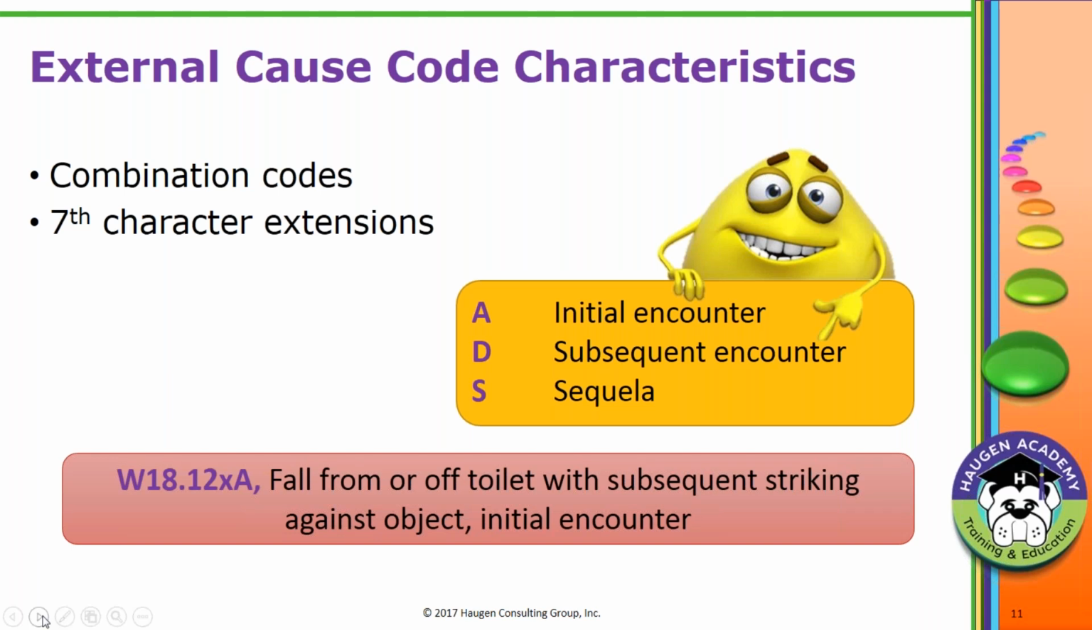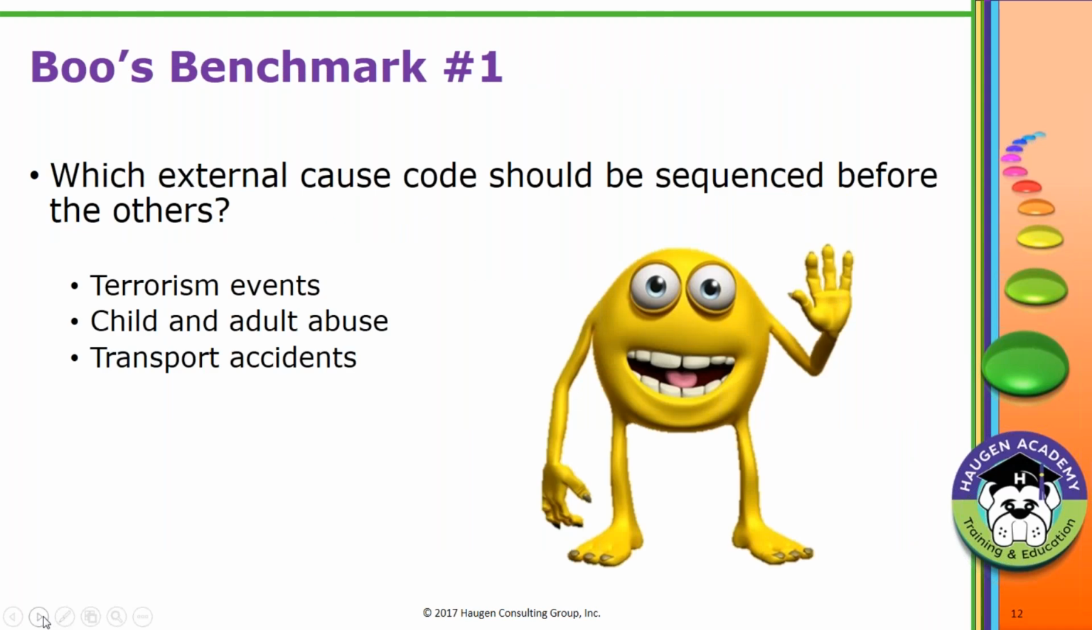The A is that initial encounter, and that's used while the patient is receiving active treatment for that condition. The D is for that subsequent encounter, when the patient has already received active treatment of the condition, and now they're receiving routine care for the healing or recovery. I always call that during the healing phase. I'm a word association person, so that helps me. And then S for sequela, those are complications or conditions that really are a direct result of what happened prior. All right, I think that brings us to our first benchmark, Kathy.